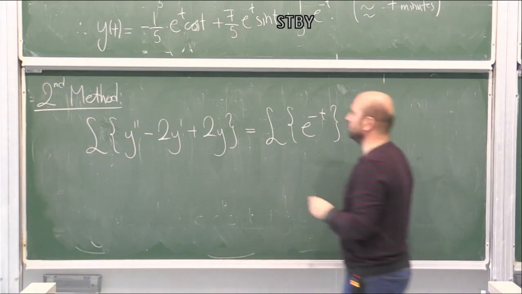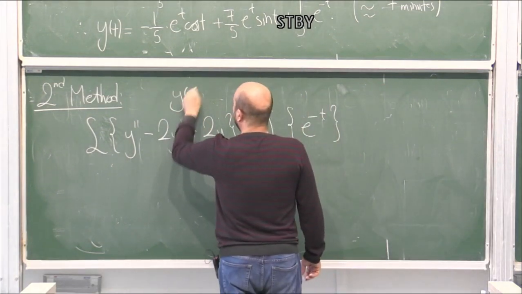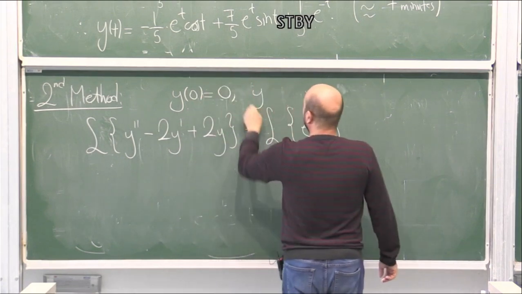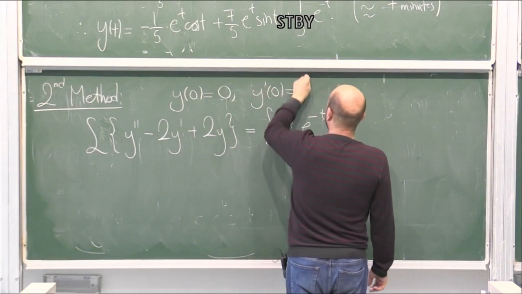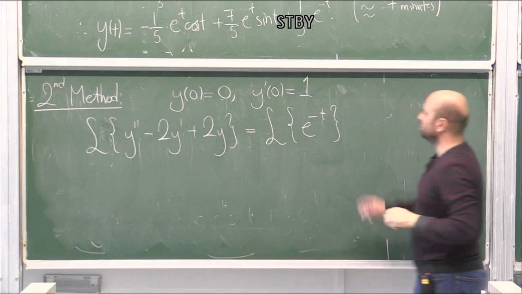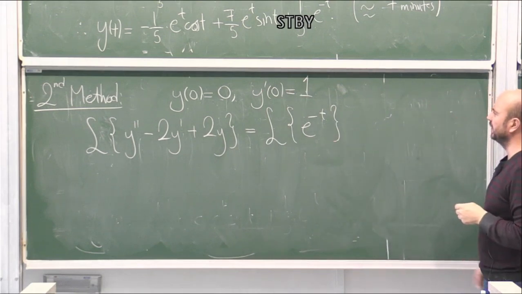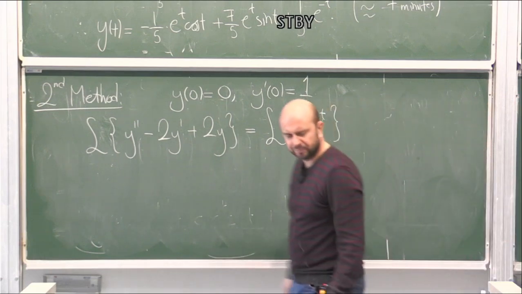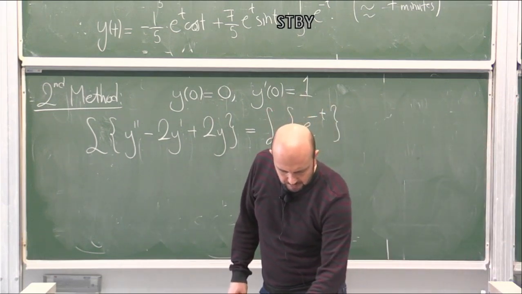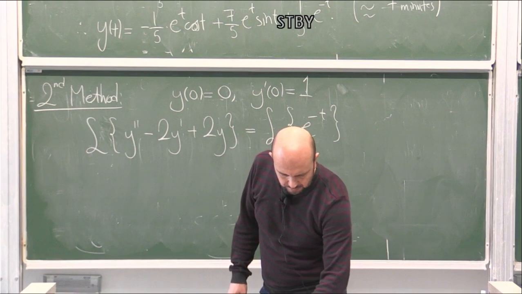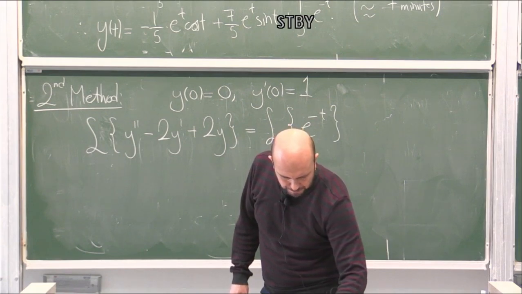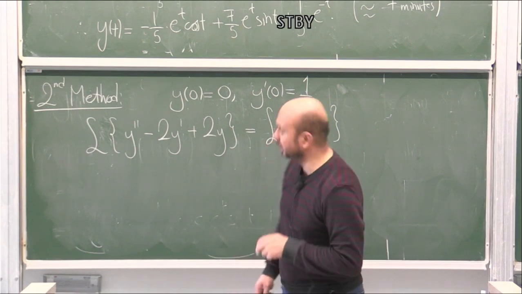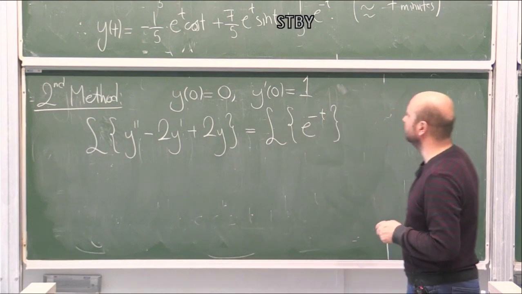So remember the initial conditions. y0 was 0, y prime 0 was 1. Keep this in mind. So I will take the Laplace of both sides and then try to compute it. Okay, so let's time this one now. So I spend 1 minute here.